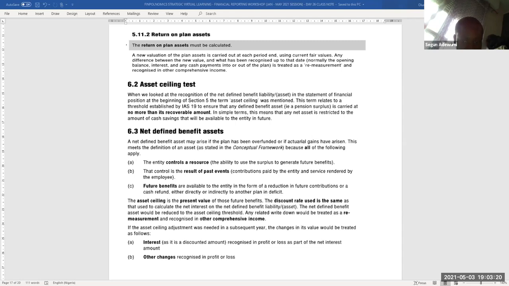The discount rate used is the same as that used to calculate the net interest on the net defined benefit liability or asset. The net defined benefit asset will be reduced to the asset ceiling threshold. Any related write down will be treated as a remeasurement and recognized in other comprehensive income. If the asset ceiling adjustment was needed in a subsequent year, the changes in its value would be treated as follows. A, interest, as it is a discounted amount, recognized in profit or loss as part of the net interest amount. B, other changes recognized in profit or loss.